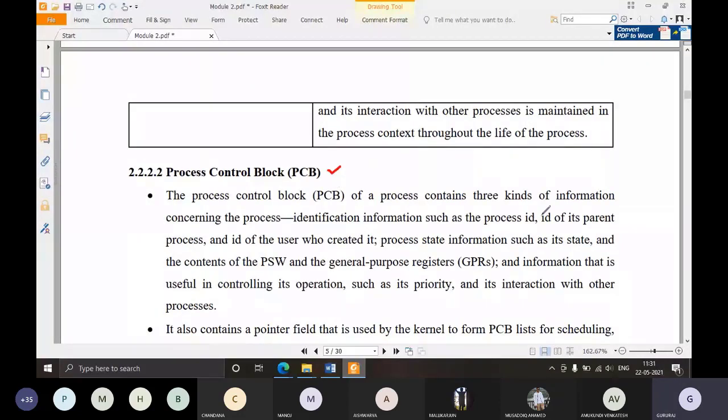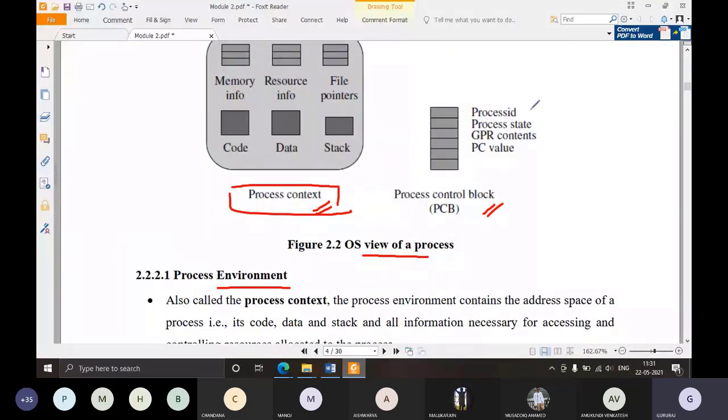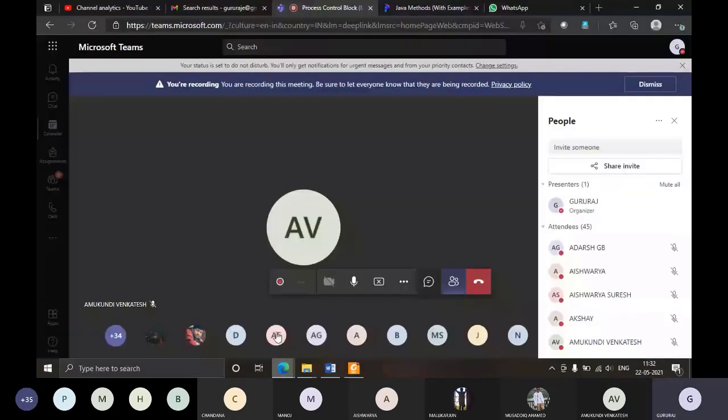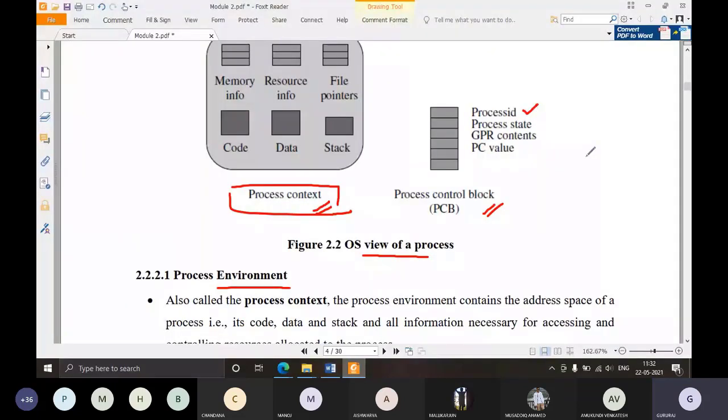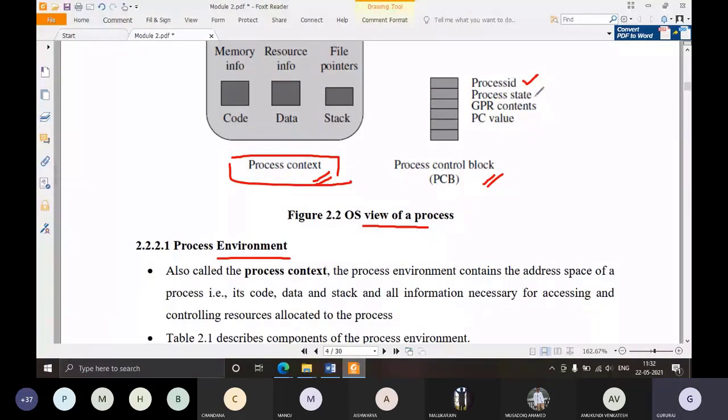So what does the process control block have? In this diagram, which we are already familiar with, it will have the process ID, which is nothing but the name of the process. This ID is unique. What do we mean by unique? The process ID will not repeat, so no two processes will have the same ID. Each process will have a unique ID, just as each student will have a separate USN number and no two students' USN numbers are the same. So, process ID, then process state.